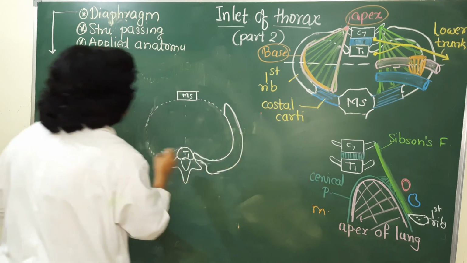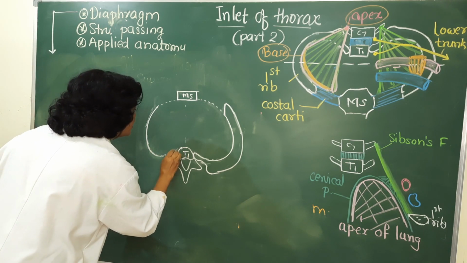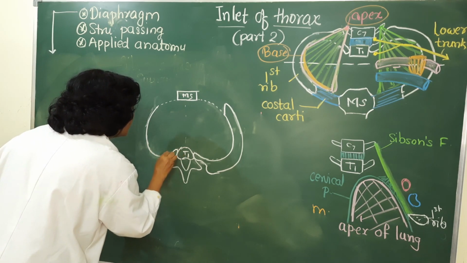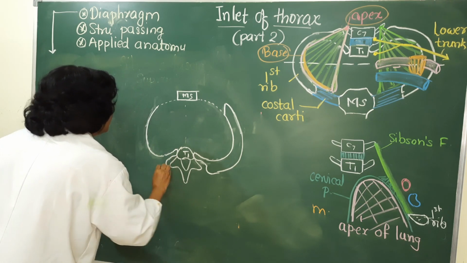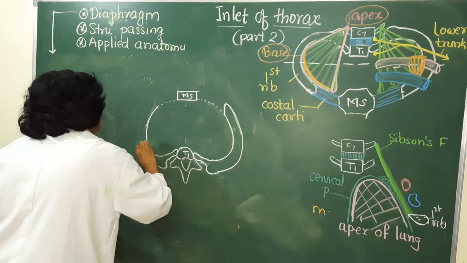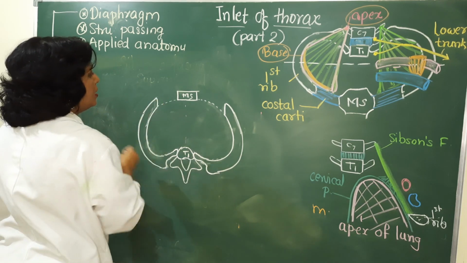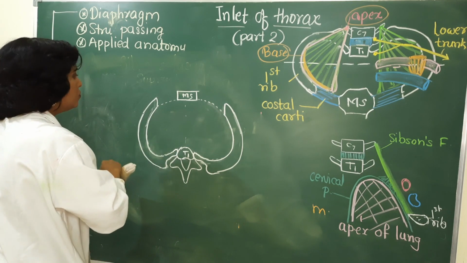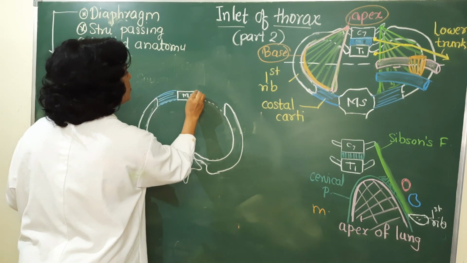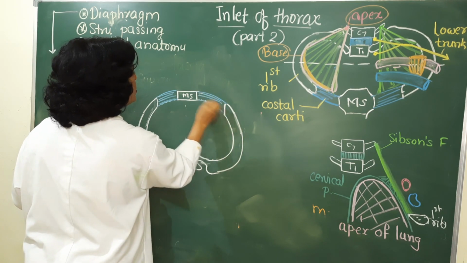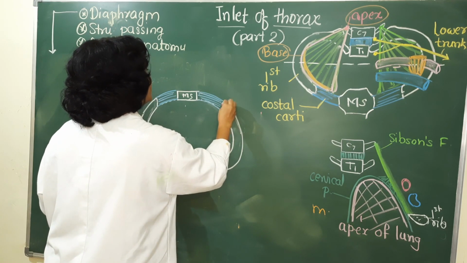Similarly, we will draw the first rib on the other side. Here is the head of the first rib, here is the neck region, here you get the tubercle of the first rib, and then the shaft of the first rib. It will be somewhat like this. The first rib is connected with the manubrium sterni through its costal cartilage. So this is the costal cartilage of the first rib.